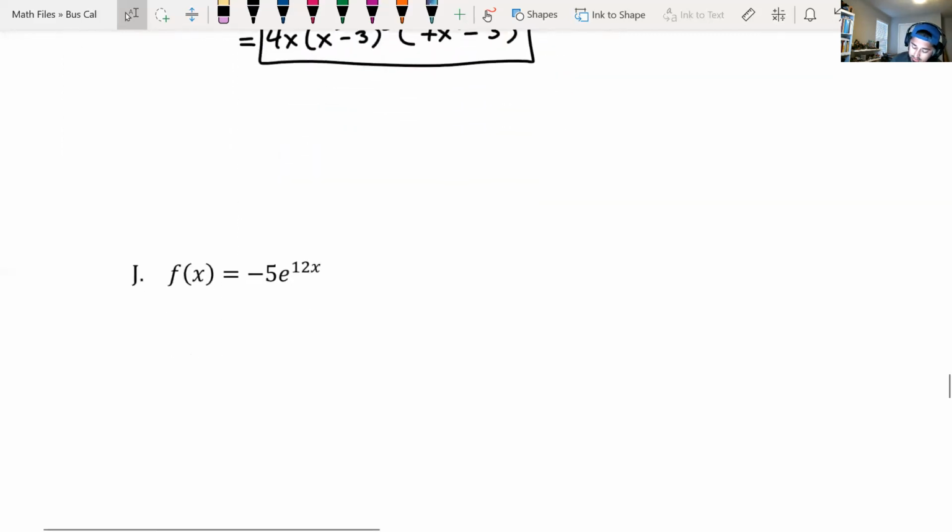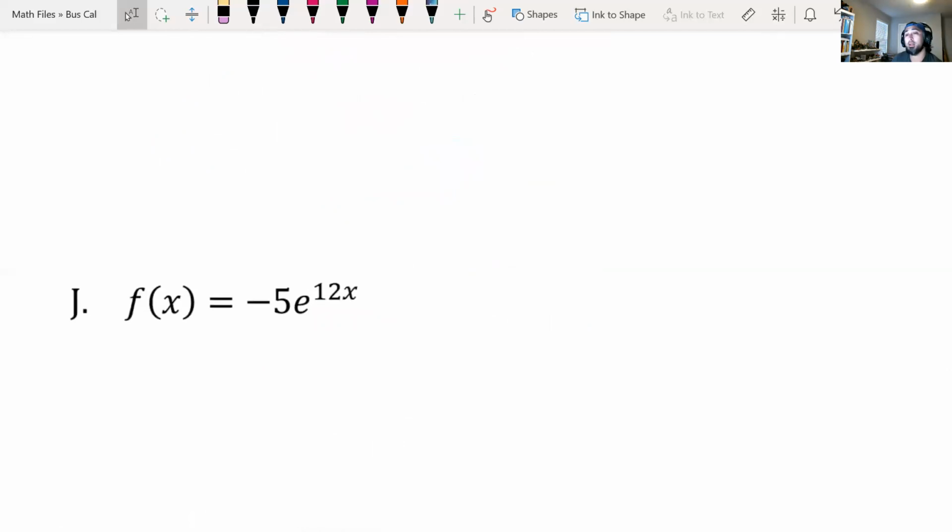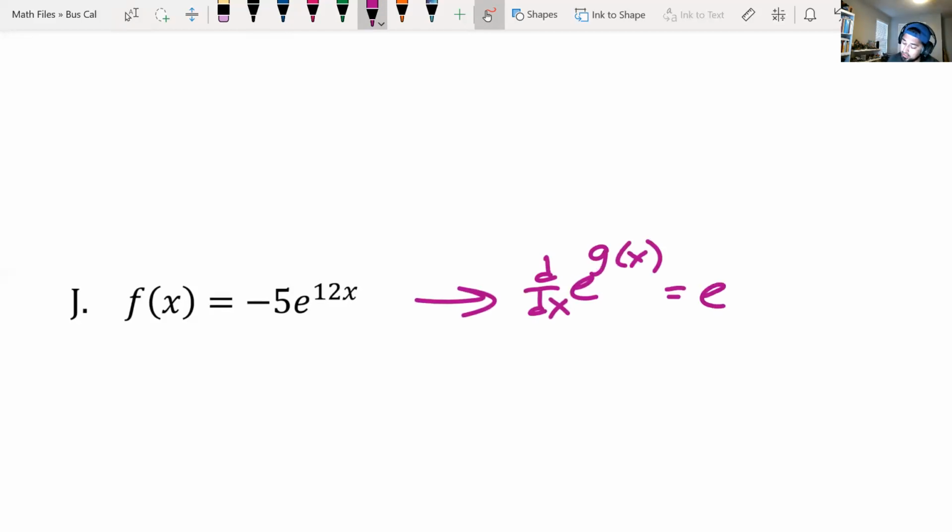All right. Now we come to these crazy ones. F of x equals negative 5 times e to the 12x. So we're going to be using that new chain rule derivative. If I had d over dx of e to the some function g of x, from the first page, the chain rule derivative would be e to the g of x times g prime of x. So that's the formula we're going to use for this one.